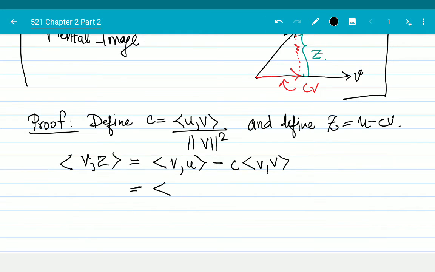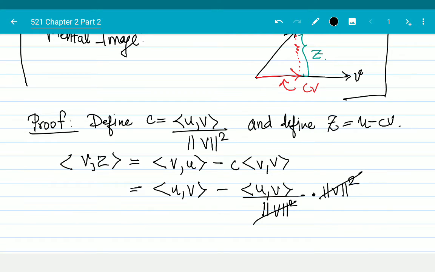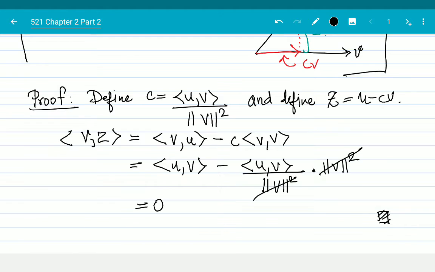Is equal to, well, ⟨V, U⟩ by symmetry is ⟨U, V⟩. So let me write ⟨U, V⟩ minus C times, well, C is what? ⟨U, V⟩ over norm of V squared, and ⟨V, V⟩ is just norm of V squared. Right? Is equal to 0. And thus V and Z are orthogonal as needed.